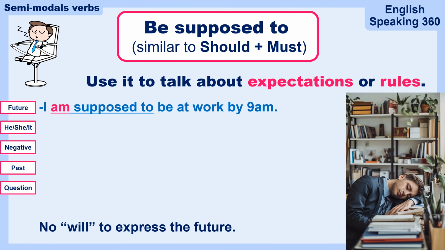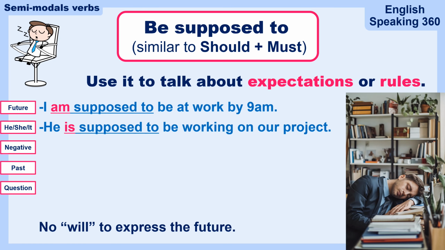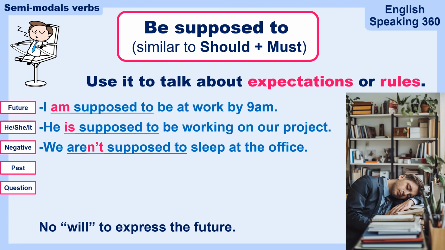We never use will with be supposed to. How about the third person? He is supposed to be working on our project. He's supposed to, but maybe he's not. Negative form? We aren't supposed to sleep at the office. We are not supposed to sleep at the office, but he is sleeping right now. So supposed to means it is a rule, but it doesn't mean that the rule is being followed. So that's also very important.